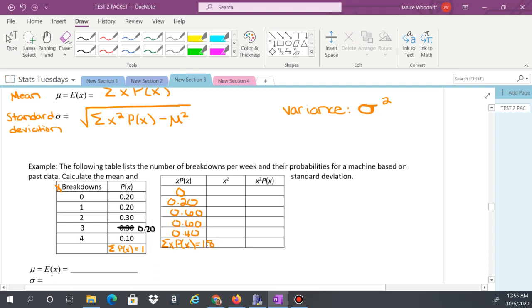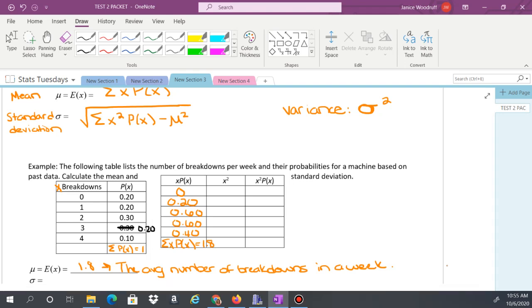All right, so that's our mean. The sum of X, P of X, is 1.8. What does that mean? That means that's the average number of expected breakdowns in a week. So over a year, 6 months, however many weeks we're studying, about 1.8 on average. Then we want to find the standard deviation.